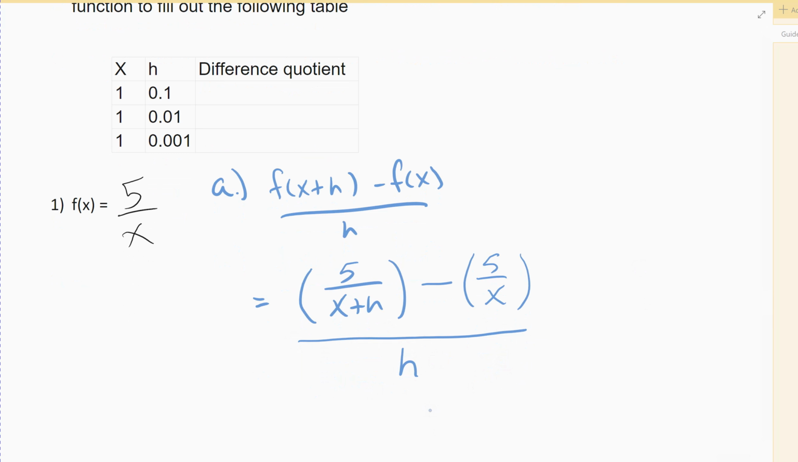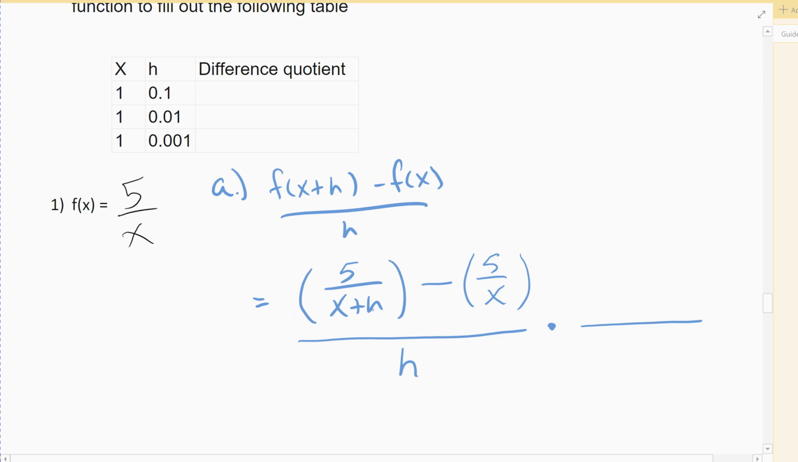The manipulation goal is to get rid of the divide by h, because I want to be able to plug 0 in. I can't plug 0 in now because I've got the divide by h, but eventually that's what we're going to want to do. Whenever it's a rational function, now it's a complex fraction. Whenever you're dealing with a complex fraction, we want to clear out the little fractions. So I'm going to multiply the top of the big fraction by the lowest common denominator. There are 2 denominators, an x and an x plus h, so that's what I'm going to multiply by.